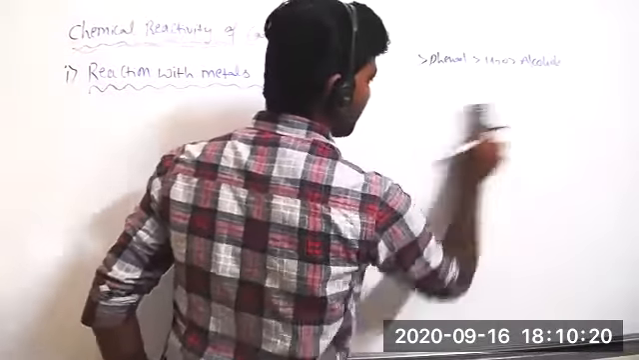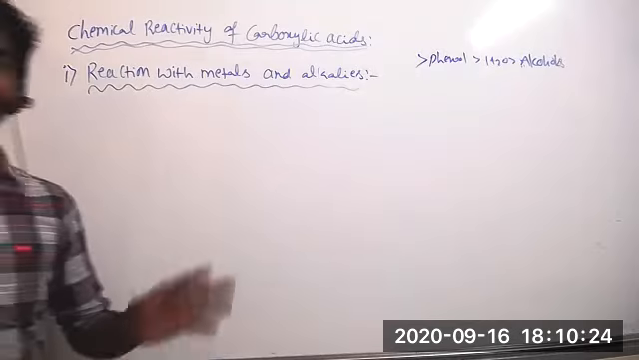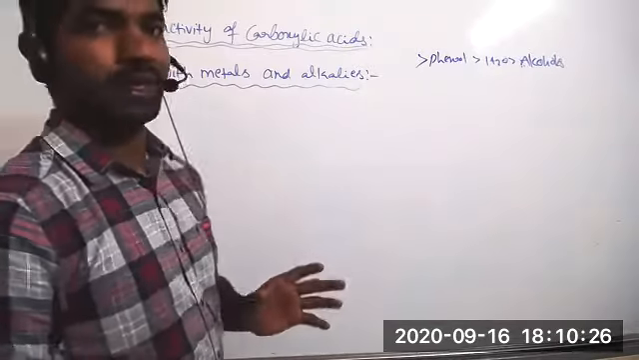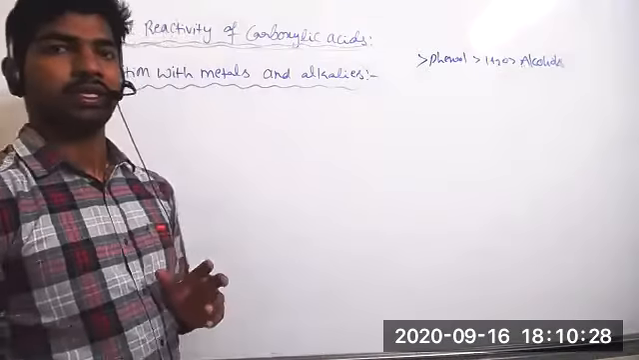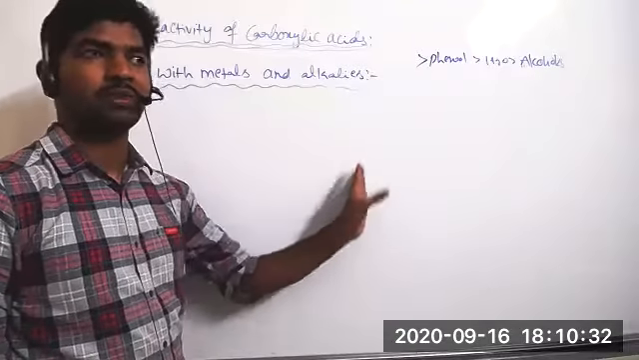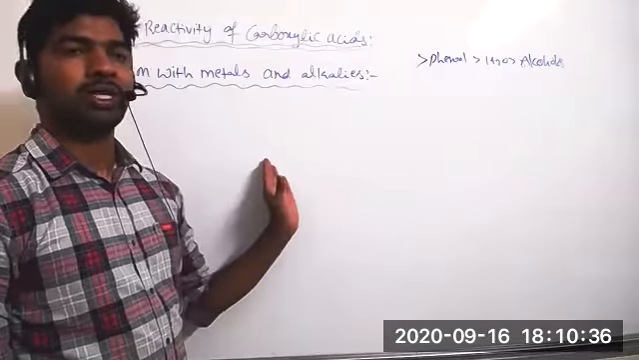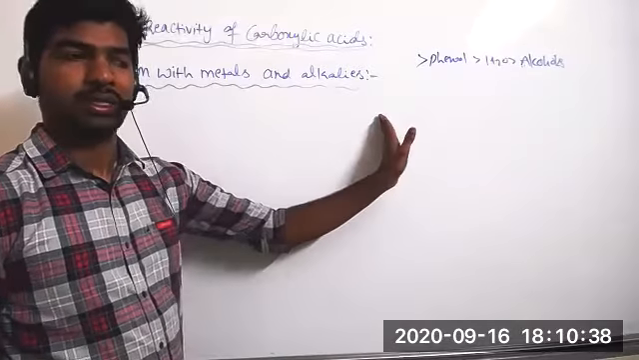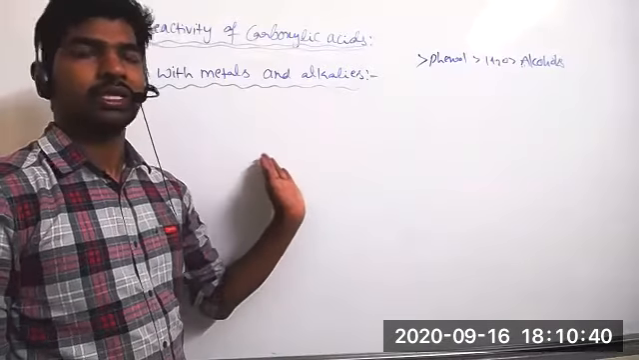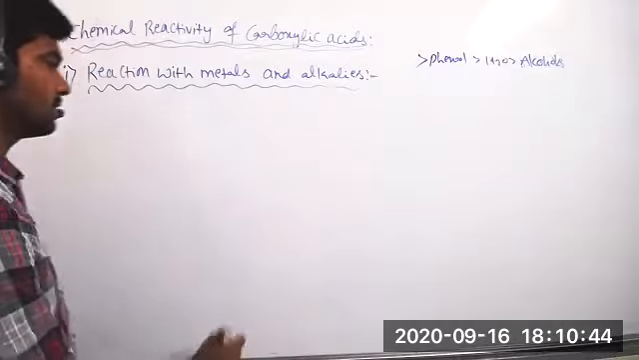Because alcohols and phenols are able to react with only strong bases. They won't react with weak bases. But carboxylic acids are able to react with weak bases also, and they can produce carbon dioxide gas. So this refers that carboxylic acids are more acidic than phenols. This reaction is only used to distinguish carboxylic acids and phenols. We first see the reactions.